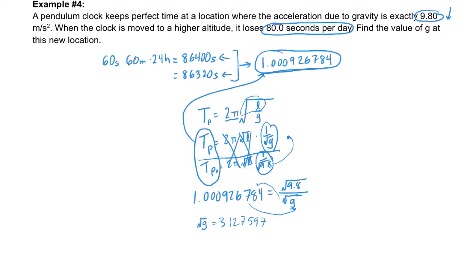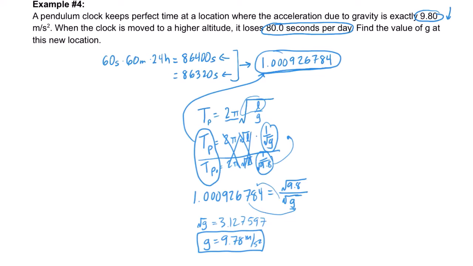Now I'm going to go ahead and square that. And I get that my new g is equal to 9.78 meters per second squared. So we get what we expect, which is that the strength of the gravitational field, or the acceleration due to gravity, is slightly less, which is 9.78 meters per second squared. All right, so I hope that was helpful.